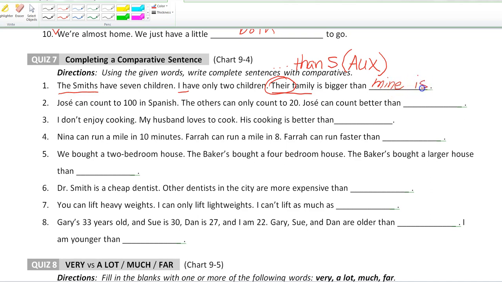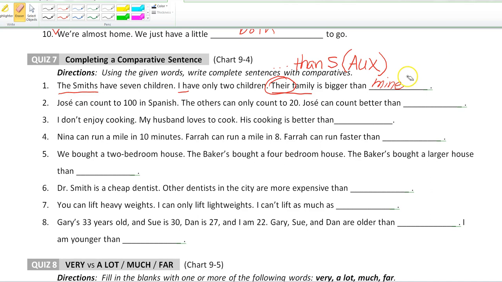And then you can have is. But as I told you, you can also drop the aux. So their family is bigger than mine. Okay, so we have a few answers here. Their family is bigger than my family is. Their family is bigger than my family. Their family is bigger than mine is. Their family is bigger than mine.